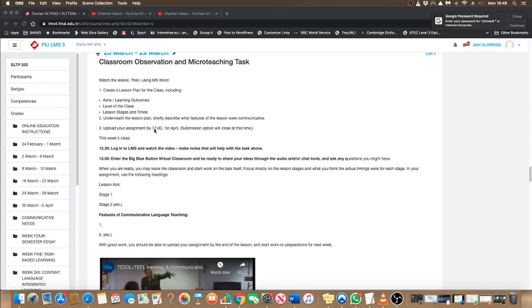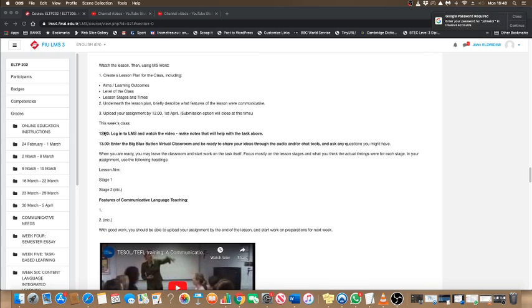Upload your assignment by 12 o'clock into the LMS, and that's when the submission option will close. This is a deadline for sure, but it's a computer set deadline, which means the computer will reject your assignments if you try and upload them afterwards. Okay, so we read these instructions very carefully.